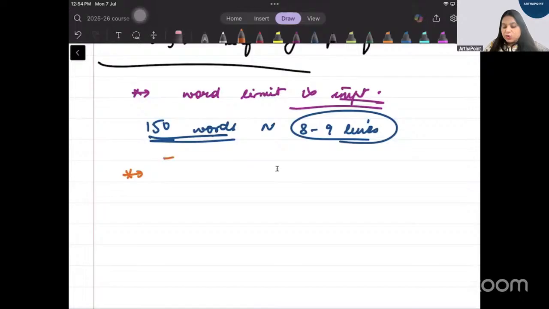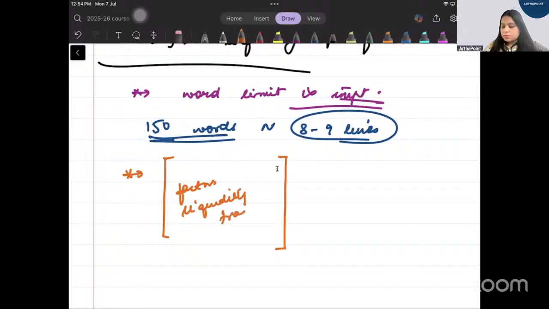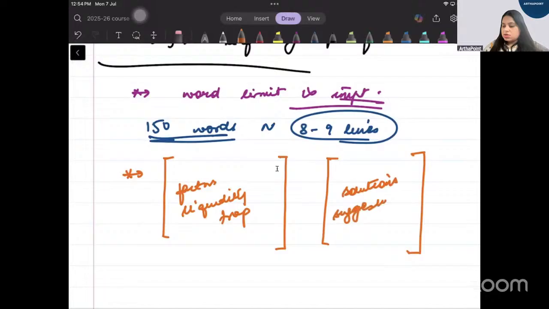I have seen that you have written 4 to 5 pointers on the factors affecting liquidity trap and 4 to 5 pointers on the solutions suggested for liquidity trap. I've seen you writing like that. No, you have to summarize them in a single line. You don't have to explain them.